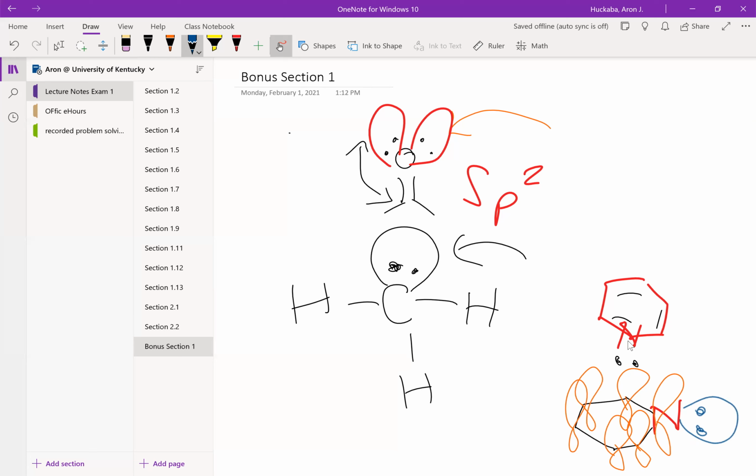So because it doesn't contribute to the pi system, we don't say that it is in one of the p orbitals. Instead, what we say is that it is in an sp2 orbital, which is a pretty important distinction for the pyridine system. There are some systems where this is the case, and pyridine is one of them.